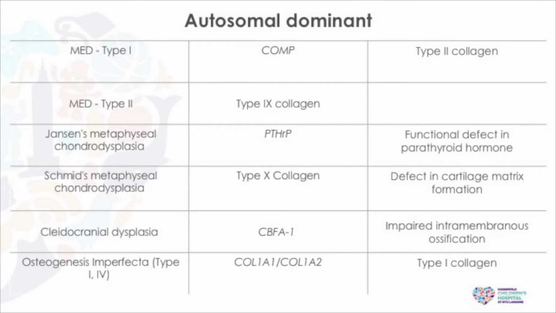Multiple epiphyseal dysplasia type 2 causes a disruption of type 9 collagen. Jansen's metaphyseal chondrodysplasia is caused by a mutation to PTHrP, which results in a functional deficit in parathyroid hormone. Schmid's metaphyseal chondrodysplasia affects type 10 collagen. Cleidocranial dysplasia is a point mutation in the CBFA1 gene, resulting in impaired intramembranous ossification. Osteogenesis imperfecta, type 1 and 4, which are autosomal dominant, are caused by mutations in the COL1A1 and 2 genes, resulting in alterations in type 1 collagen.